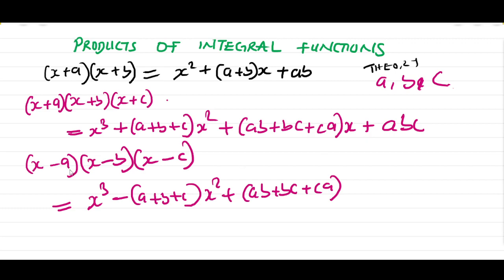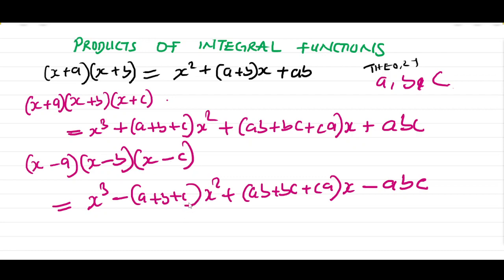Then since we have an odd number of terms here, you have minus, of course here we have an x, then we have minus abc. That is how it should be. So this is how it will be if we have negative, negative, negative throughout here.